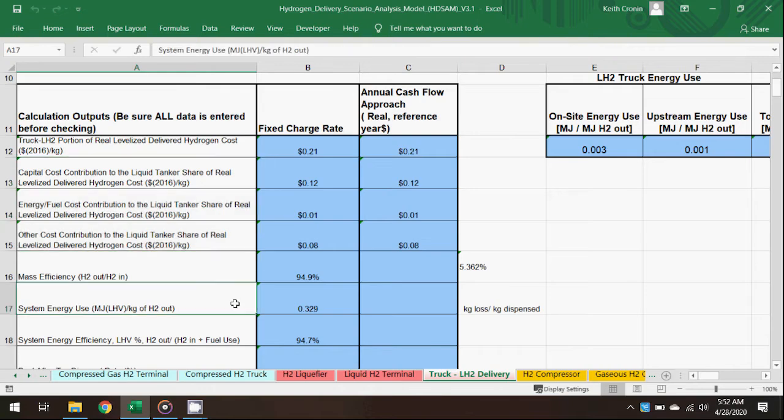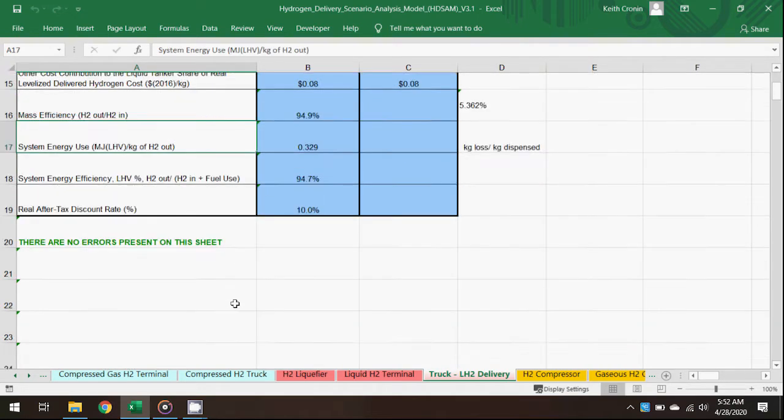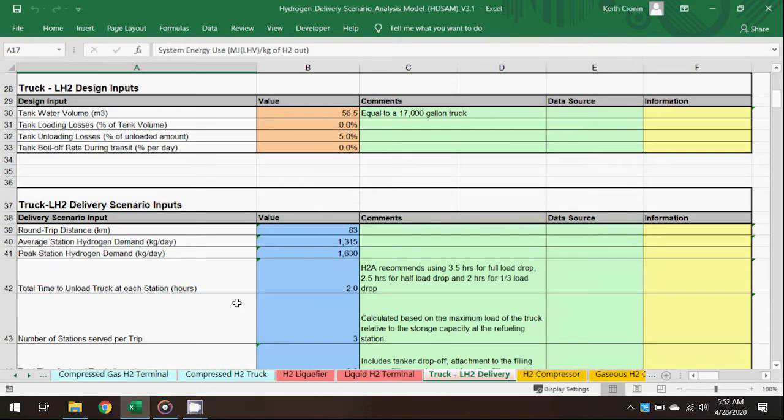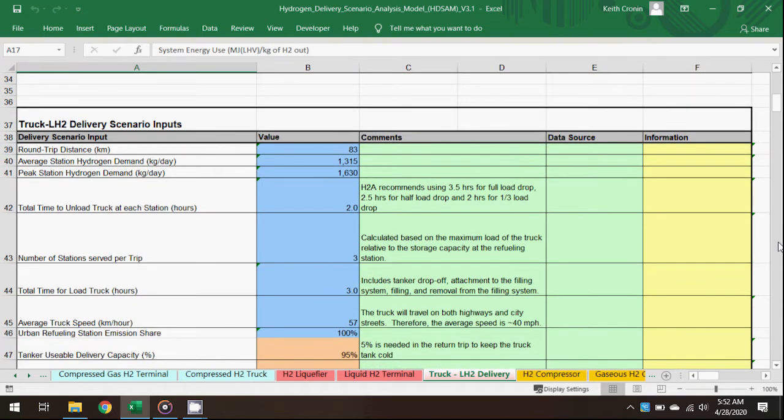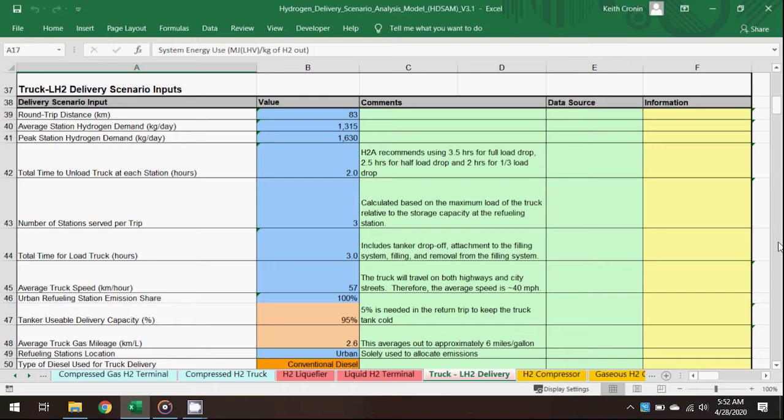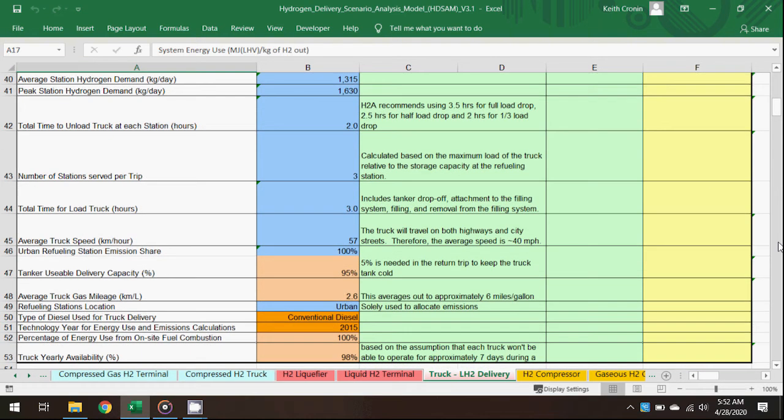In the first inputs table for liquid hydrogen truck design inputs, the main inputs are tank water volume, tank loading losses, tank unloading losses, and tank boil-off rate during transit. The second table for liquid hydrogen truck scenario inputs has input fields for tanker usable delivery capacity, average truck gas mileage, refueling stations location, and truck yearly availability.